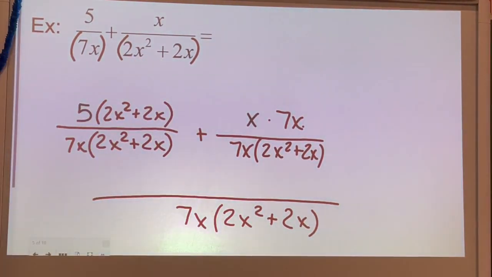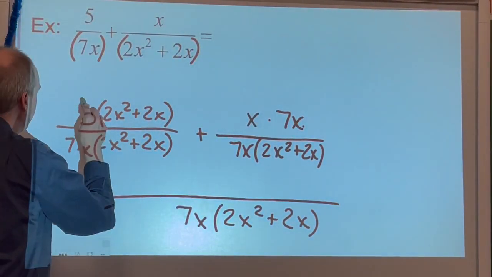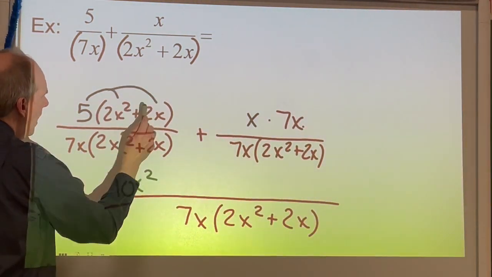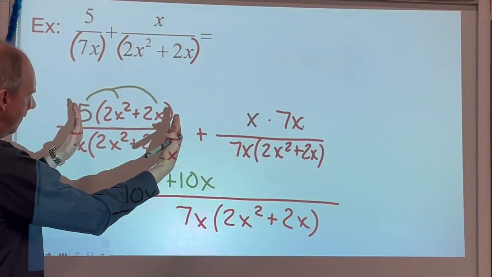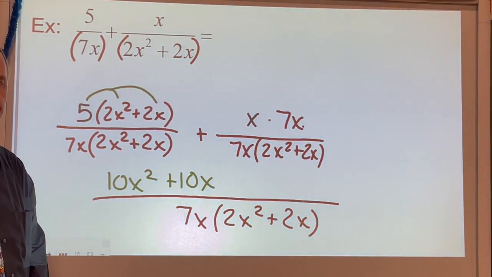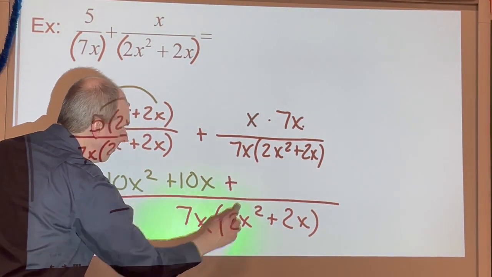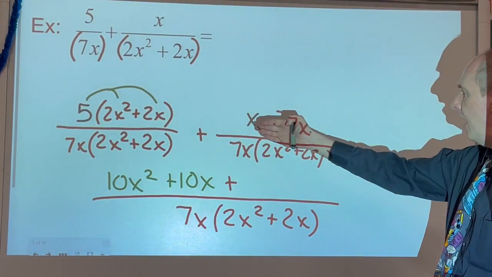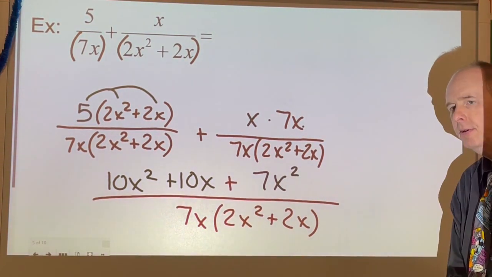So there's our common denominator, and we'll start simplifying the top as we go. 5 times 2x squared, well, that'd be 10x squared. 5 times 2x, that'd be 10x. So here's my first numerator. Then what are we doing? We're adding, there's a plus sign there. What do we have here? We have x times 7x, that would be 7x squared.